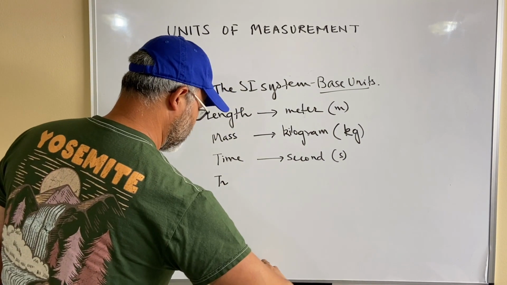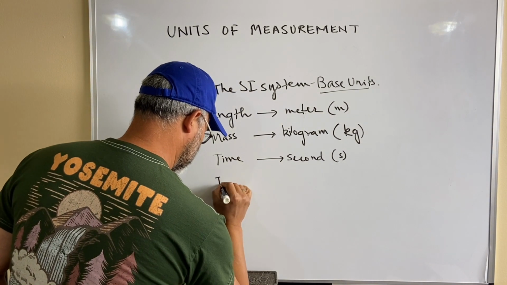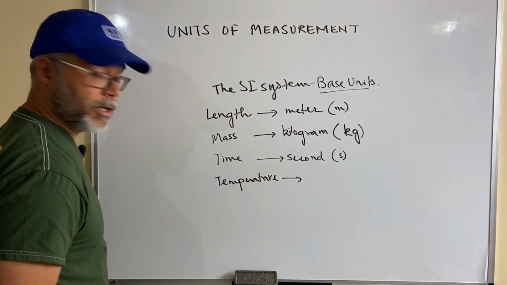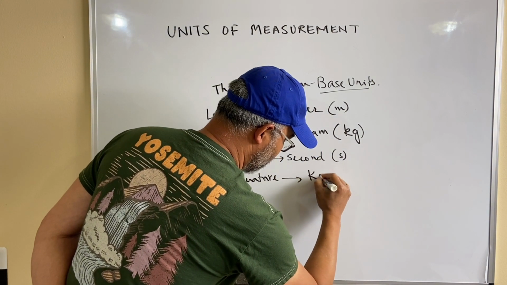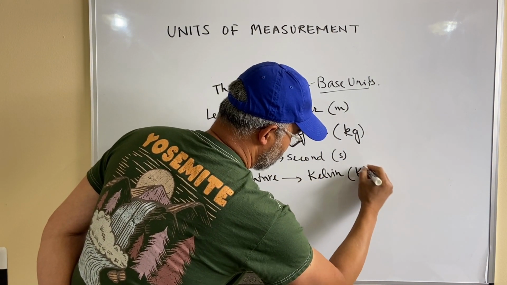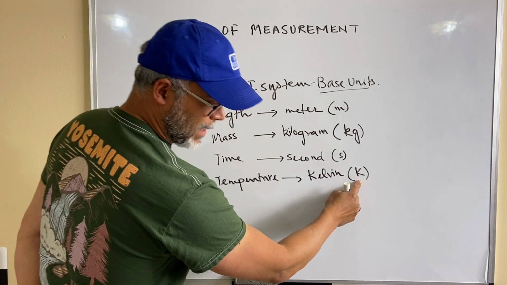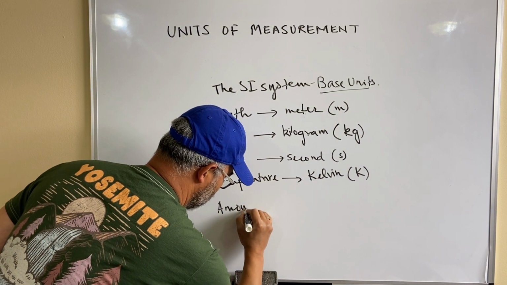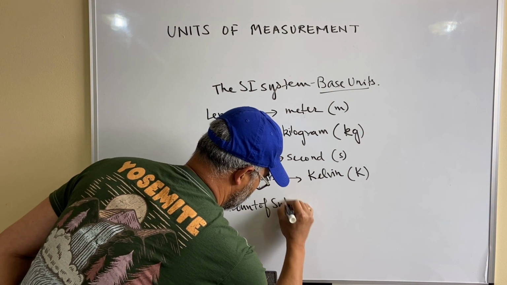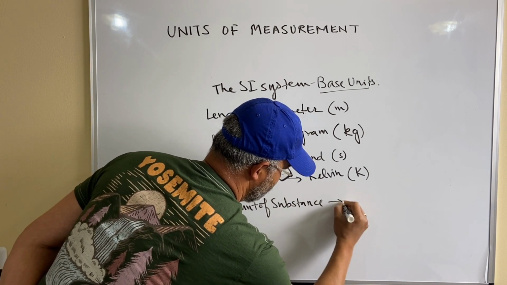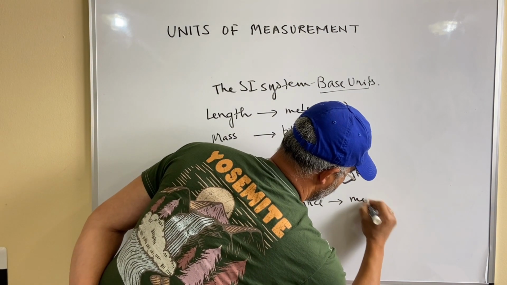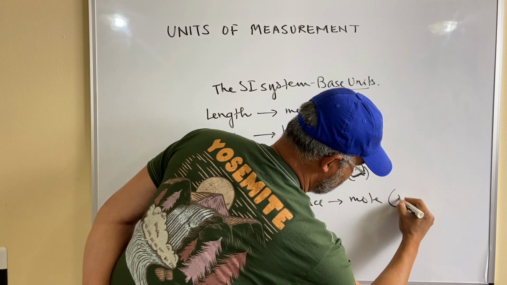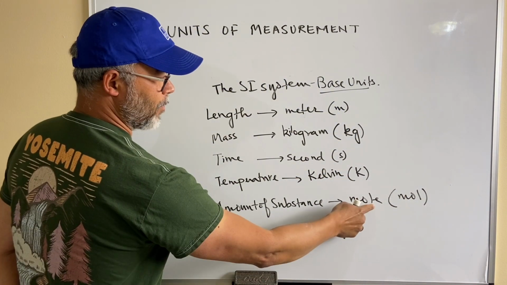Next unit is temperature. The SI unit for temperature is Kelvin, abbreviated as a capital K. The next one we're going to look at is the amount of a substance, depicted by the mole. So the unit is the mole, and that's abbreviated as mol. You just drop the little e.